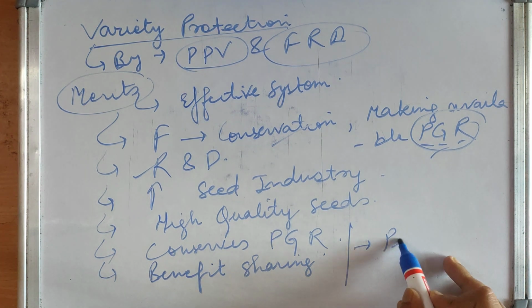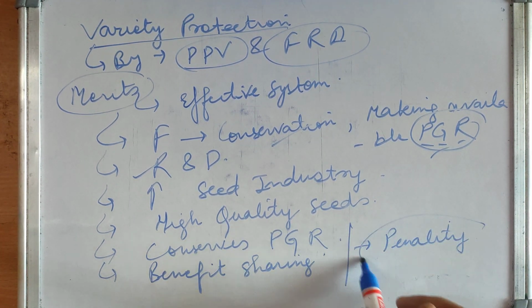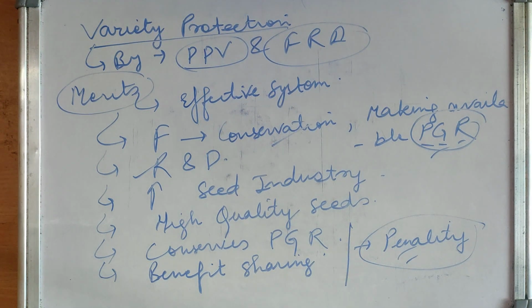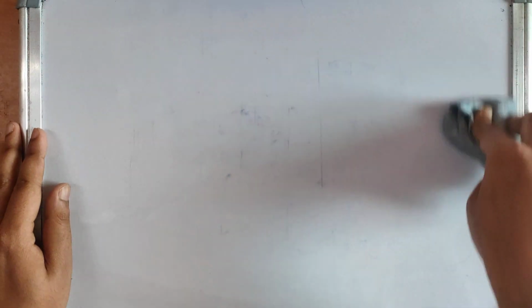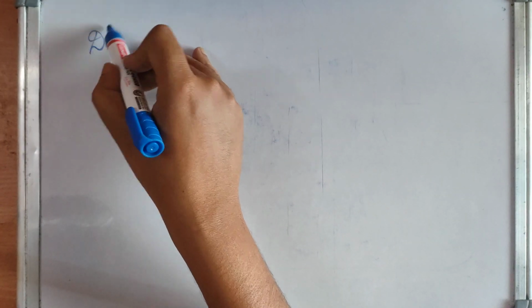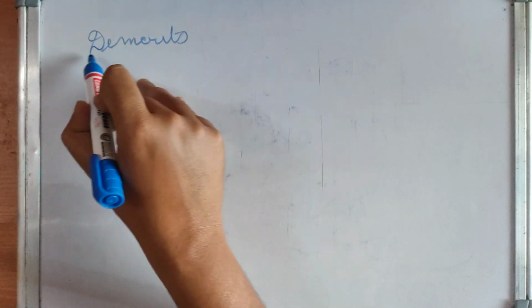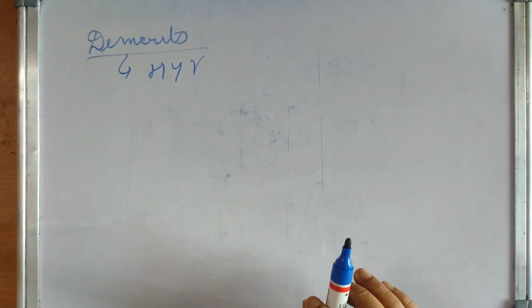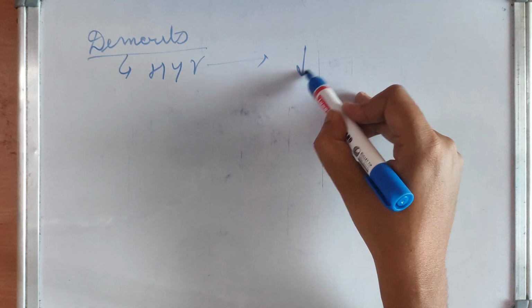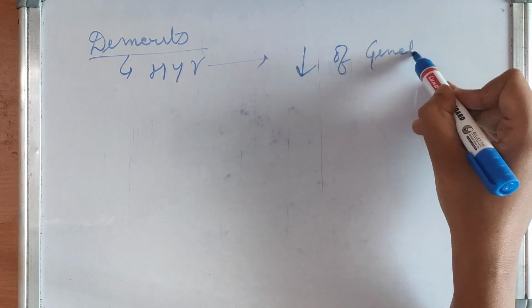It imposes penalties to curb unhealthy practices, so unhealthy practices are not in the system. So these are the merits of PPV and FRA, that is why we need to protect our variety under this Act. Now what are the demerits? As it encourages the production of high yielding varieties, these high yielding varieties can lead to reduction of genetic diversity.